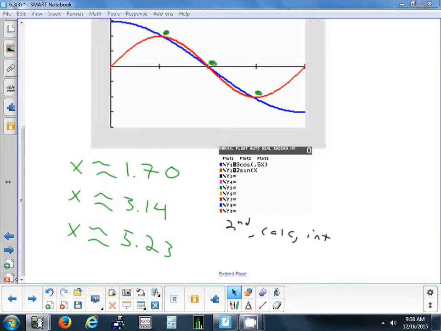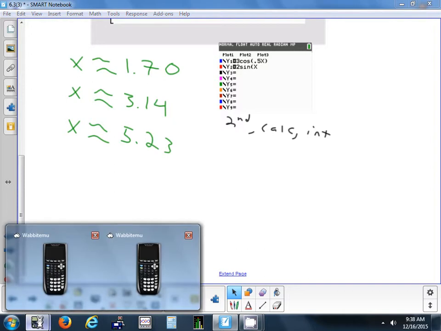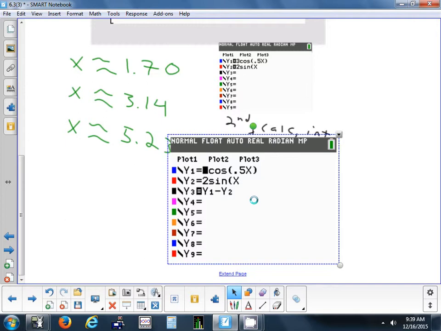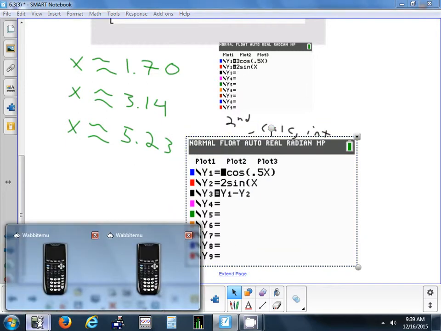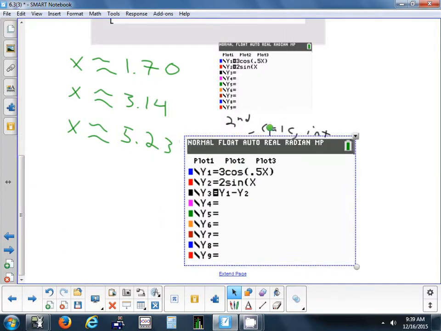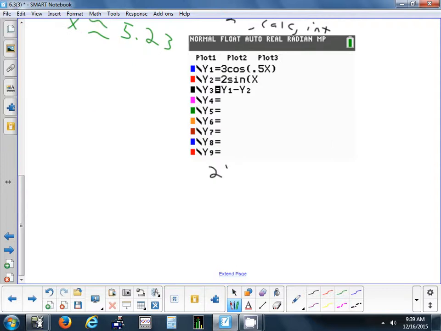So any question on doing it either way? Okay, let me put the second way up there. Let me see if I can. Sometimes I can't grab it when it's blinking and it blocks out the number. Sometimes I get lucky. All right, so if you do it this way, second, calc, 0.